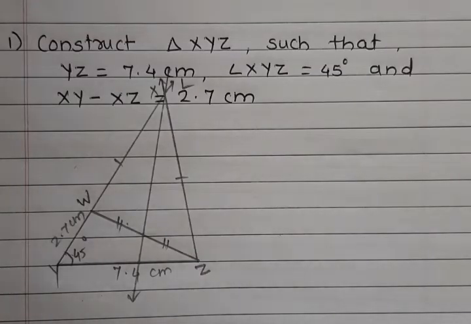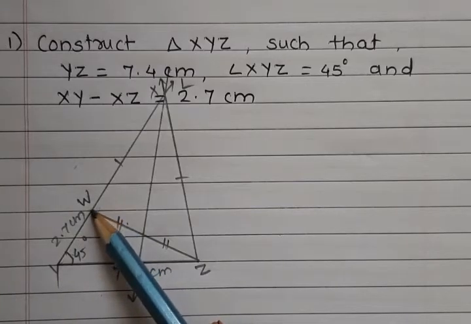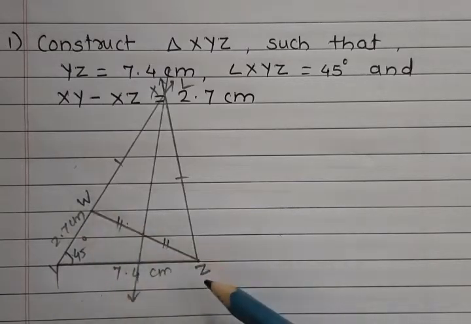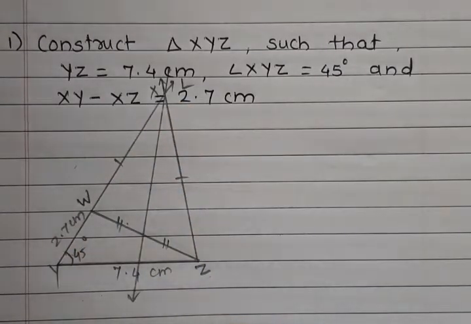See the rough diagram. Here we can observe we have to take the base as 7.4 cm, then we have to make the angle 45 degrees at Y. Then in the compass we have to take the appropriate distance, that is 2.7, and mark it at point W. Then we have to draw the perpendicular bisector of WZ, and then at last we will get the required triangle XYZ. Now let's do the actual construction.